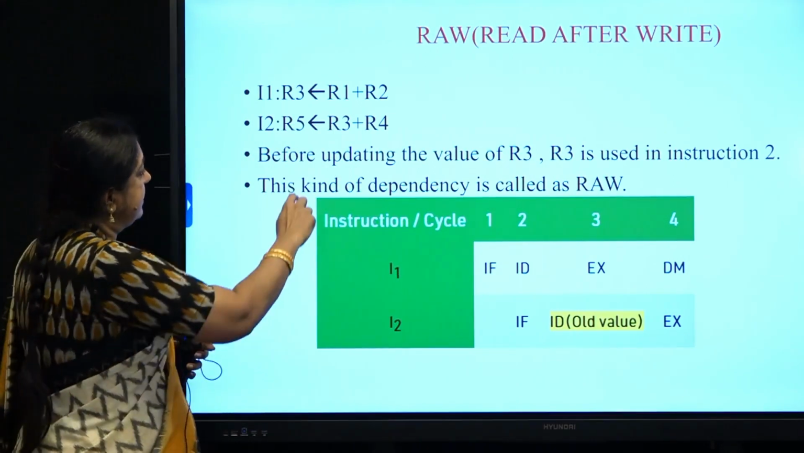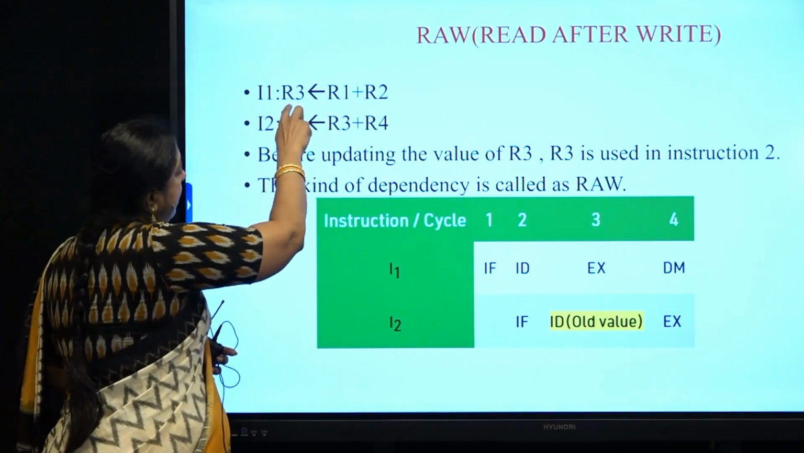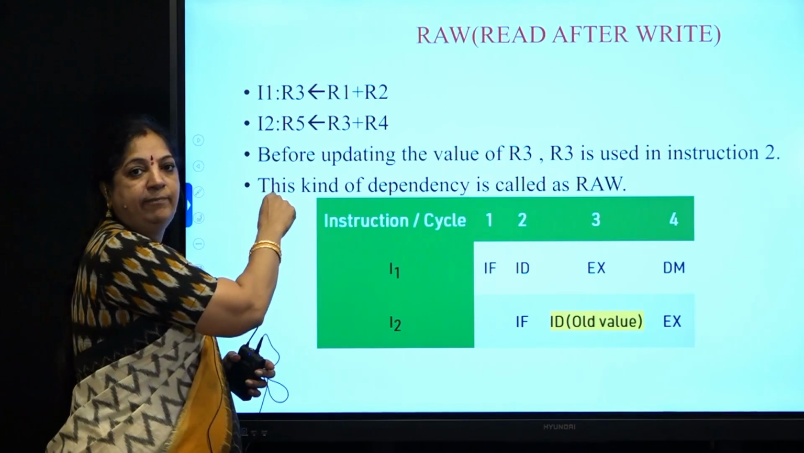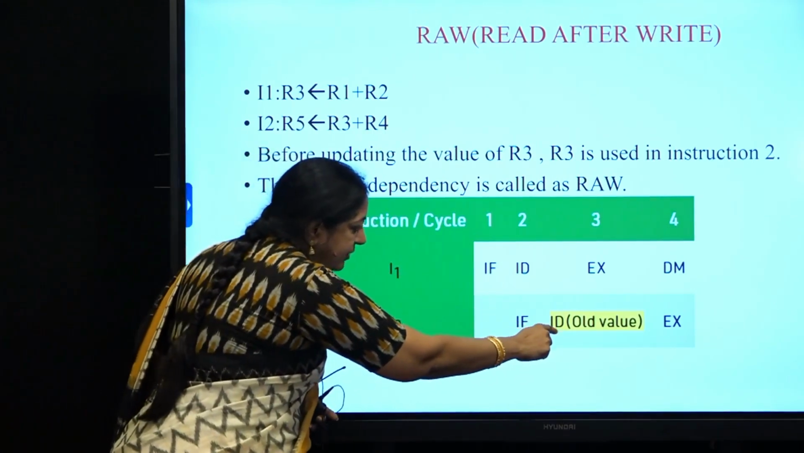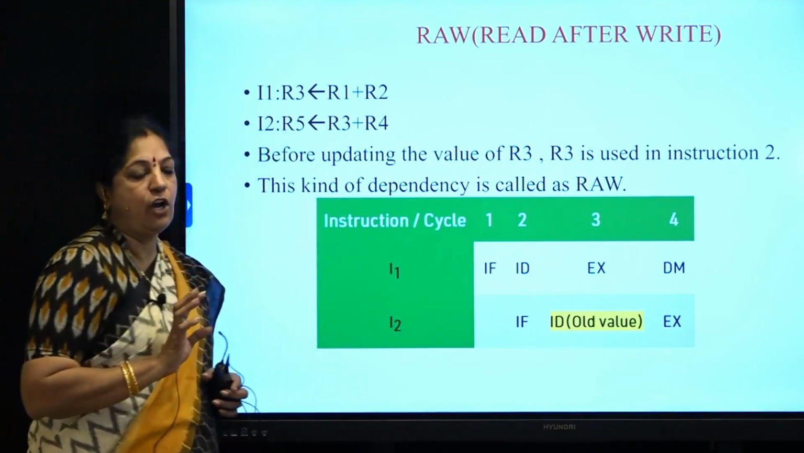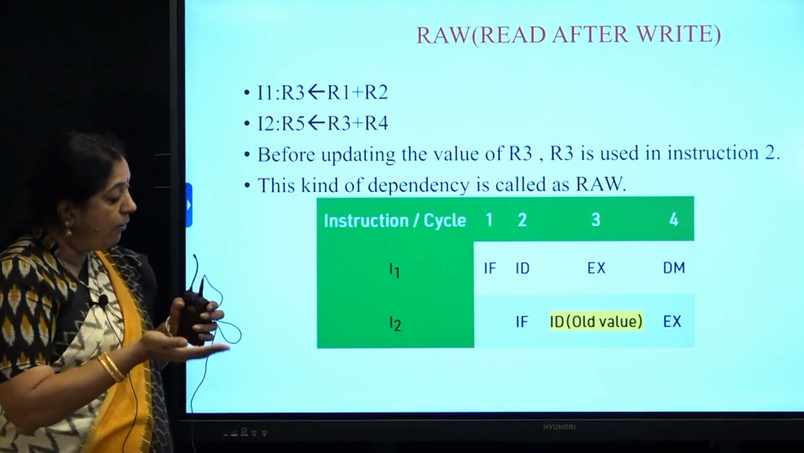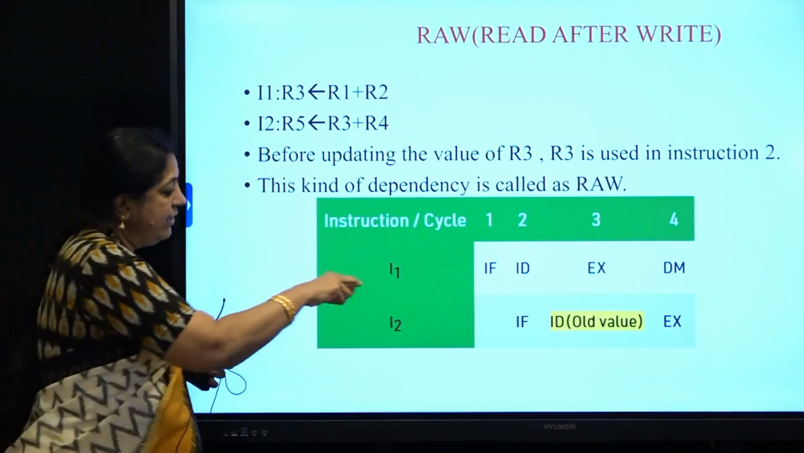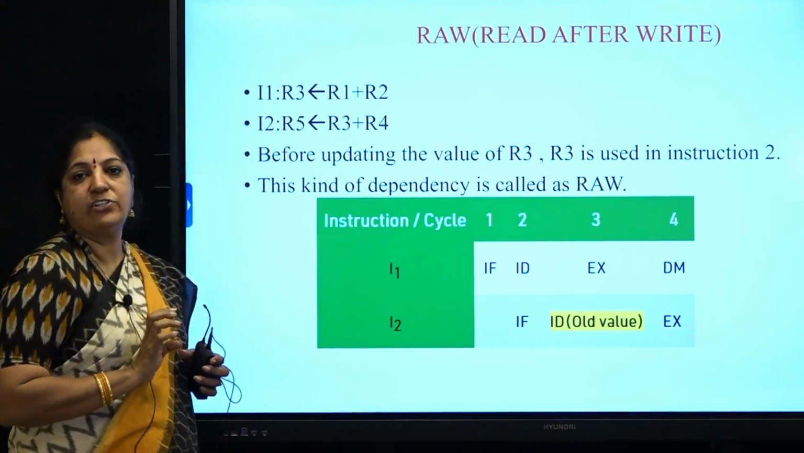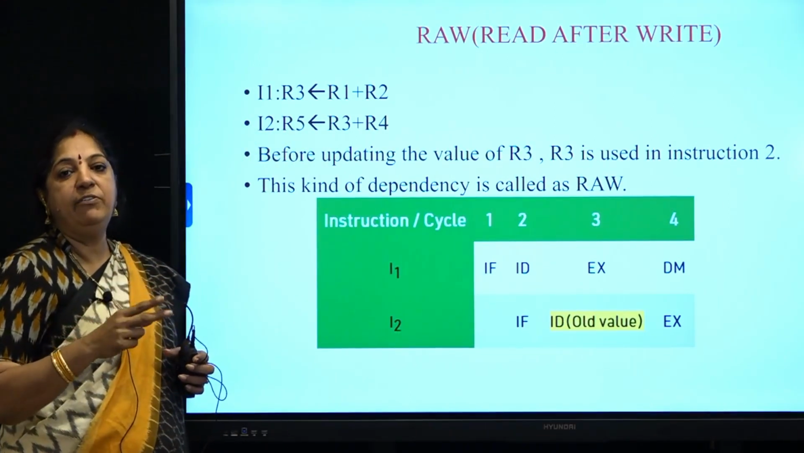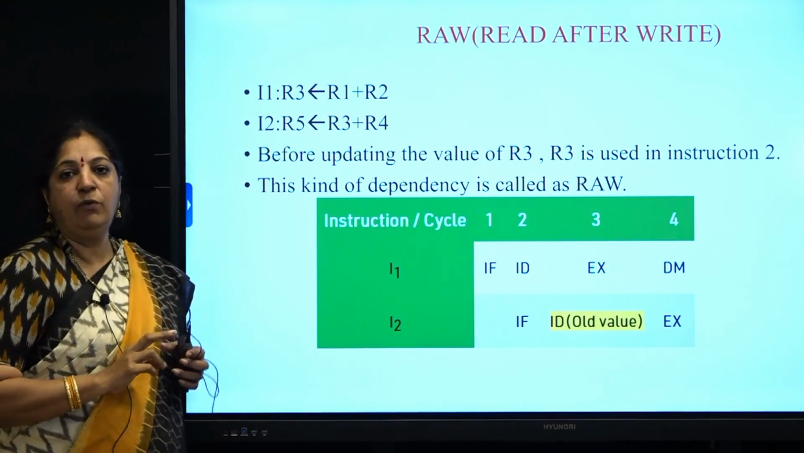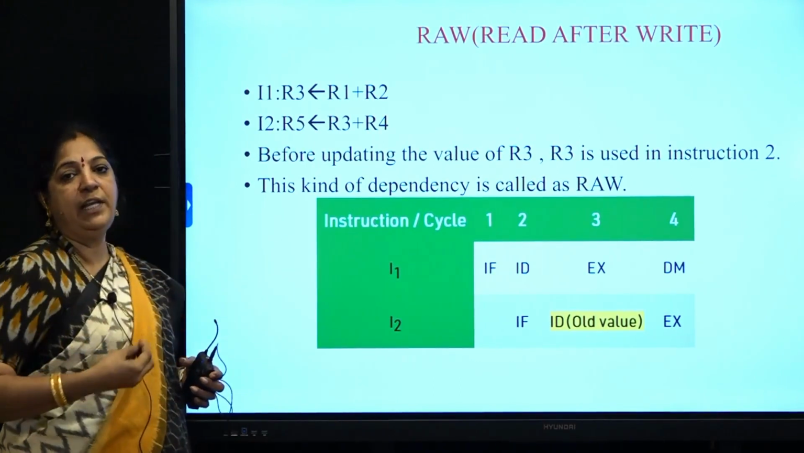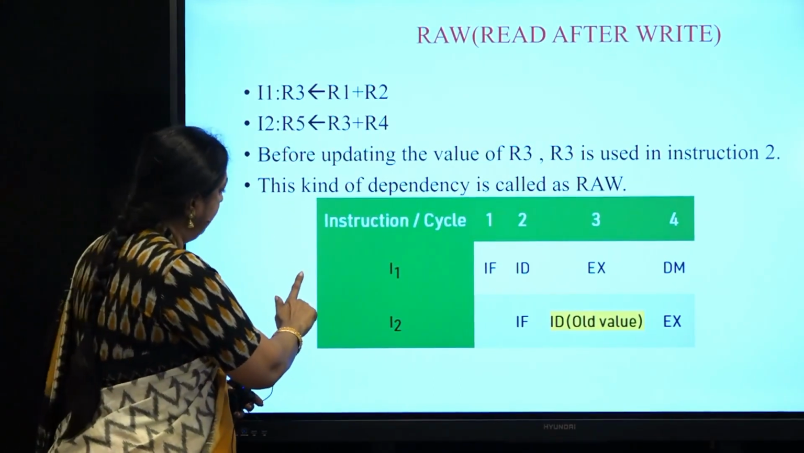So, here what happens? After this, we are going to have the result in R3, and that R3 is to be added here. But by the time this is decoded, the execution part is not over. So, the old value, whatever previous value you have in R3, is taken here while you are decoding the instruction. So, there is ambiguity in the output. You will not get the expected output, the actual output which is to be got.